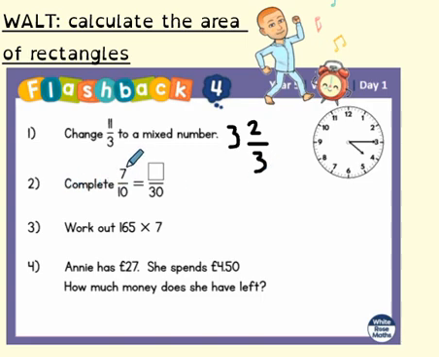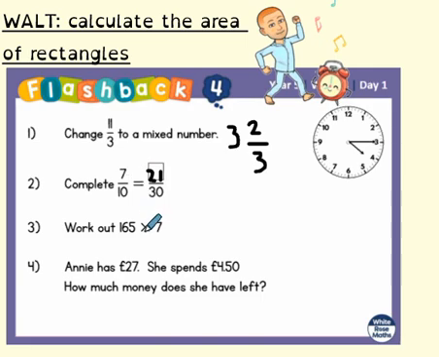Question 2 complete. 7/10 is the same as something 30ths. Well, I've times 10 by 3 to get to 30 here, so I must do the same to my numerator. 7 times 3 will give me 21. We now have 2 fractions which look different but are equivalent. They represent the same.